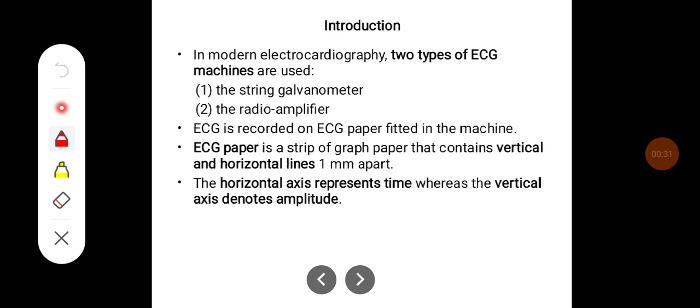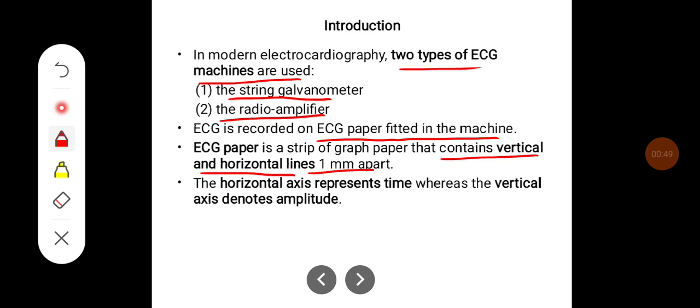In modern electrocardiography, two types of ECG machines are used. One is string galvanometer and another one is radio amplifier. The ECG is recorded on ECG paper fitted in the machine. The ECG paper is a strip of graph paper that contains vertical and horizontal lines 1 millimeter apart. The horizontal axis represents time, whereas vertical axis denotes the amplitude.